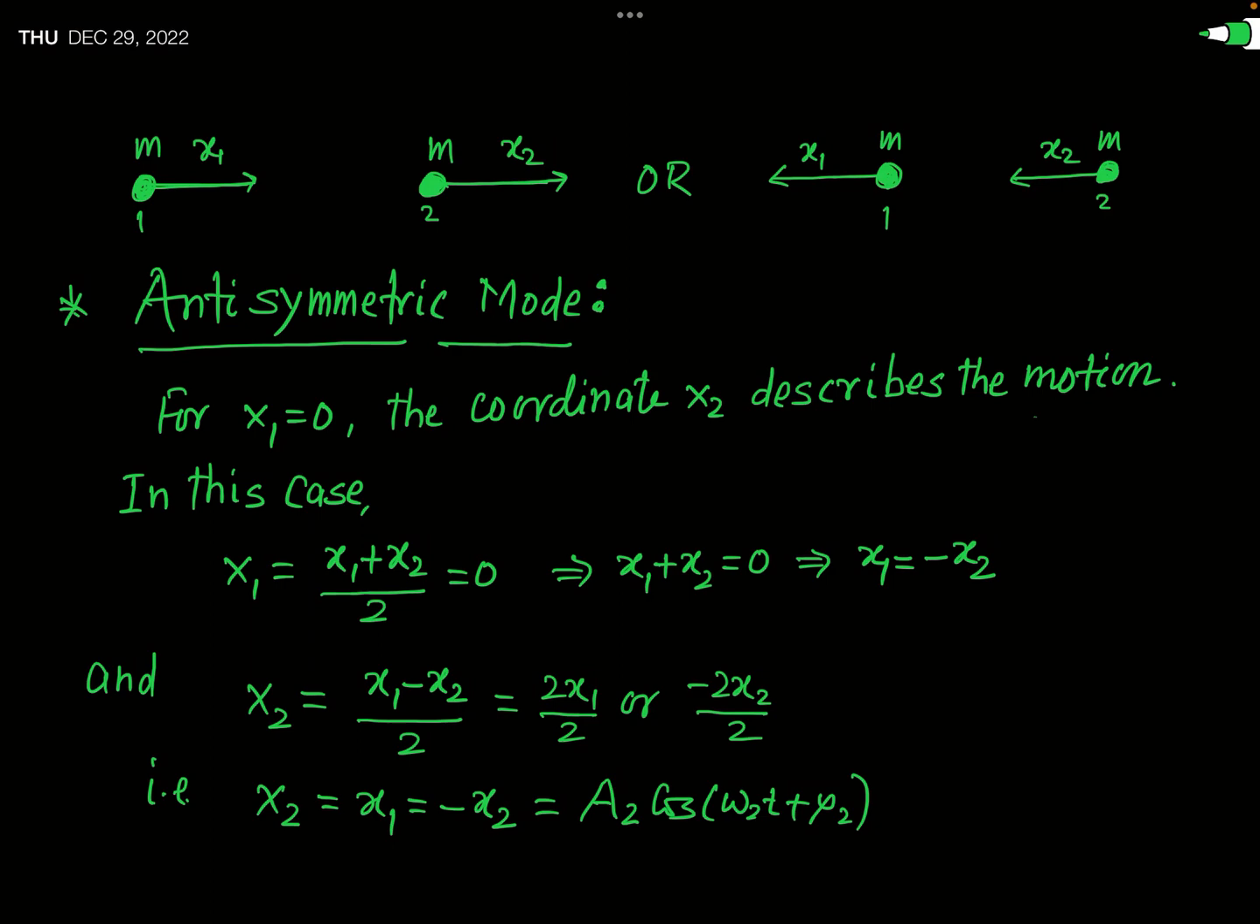But what is anti-symmetric mode of vibration? For this, let us now consider that capital X1 is equal to 0. So when capital X1 is 0, then the other coordinate, capital X2, will describe the motion of the particles. And what will be the value of this capital X2 in that condition, we will now see. As you know, this capital X1, the first normal coordinate which we have defined, is x1 plus x2 divided by 2. But we have assumed that capital X1 is equal to 0. So it means small x1 plus small x2 is equal to 0, and therefore x1 is equal to minus x2. Mark this. In this case, x1 is equal to minus x2.